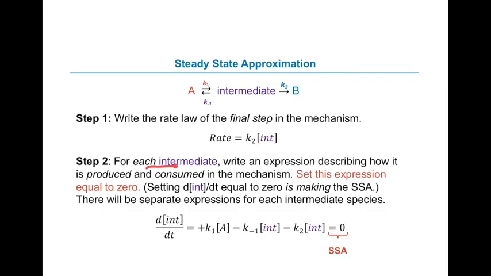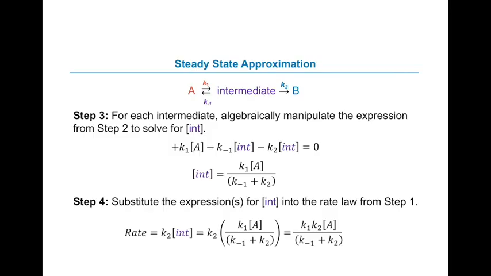Then I find any intermediate in the system and I find an equation that describes how that intermediate forms or is broken down. That's why there are 1, 2, 3 terms, because there are 1, 2, 3 ways that you will impact the intermediate. And we say that the rate of all of those is equal to 0. That is the steady state approximation. That's step 2.